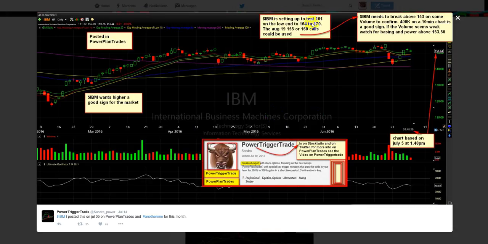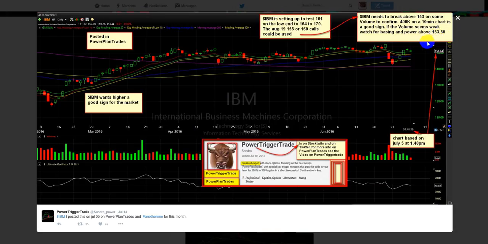And I said it's setting up the test 161 on the low end to 164 to 170. The August 19, 155 or 160 calls could be used. All right, so this is the price. This needs to break above 153 on some volume to confirm. 400K on a 10-minute chart is a good sign. If the volume seems weak, watch for this to base above 153.50. So basically, if it's going to get above 153.50 and push higher, that would be a signal.